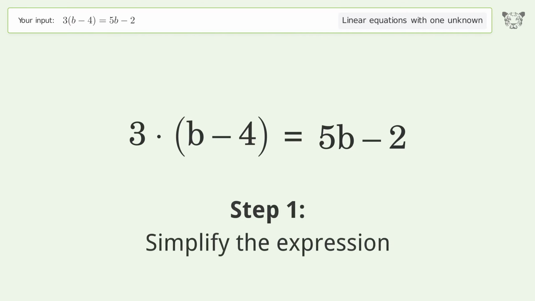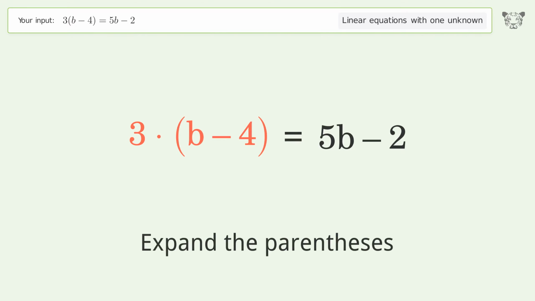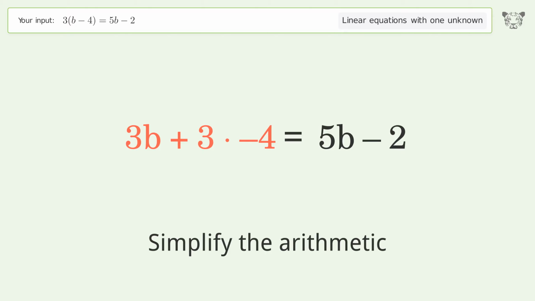Simplify the expression. Expand the parentheses. Simplify the arithmetic.